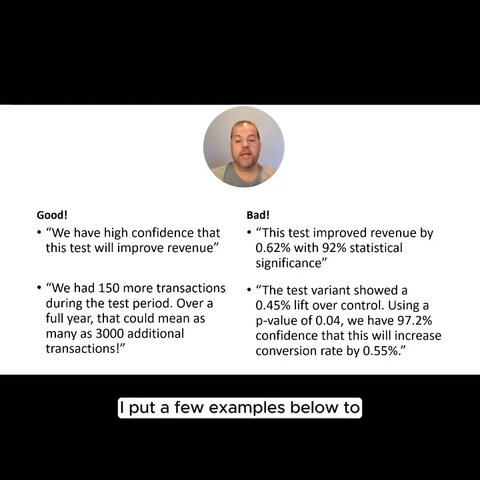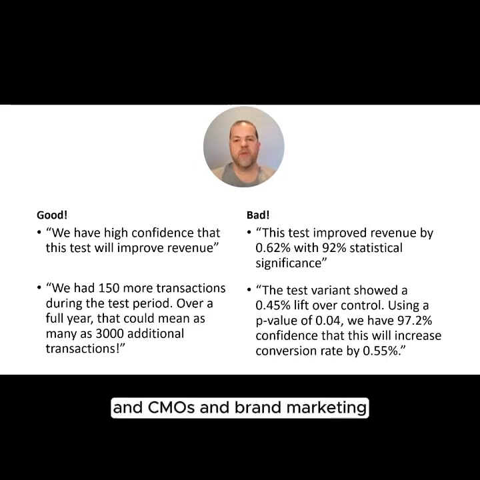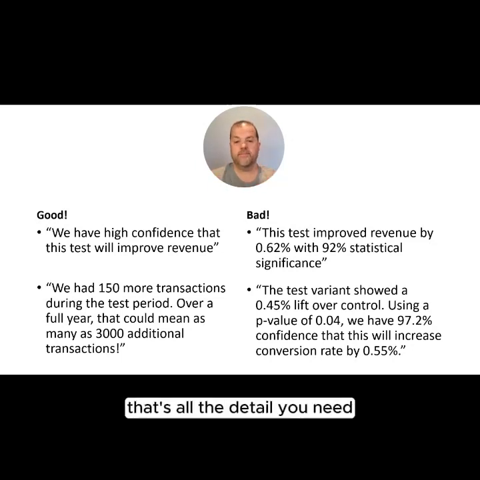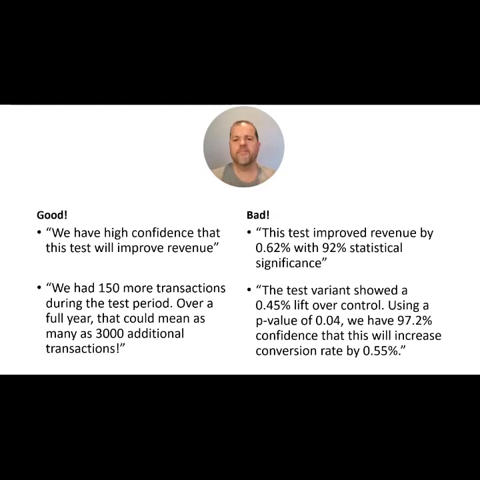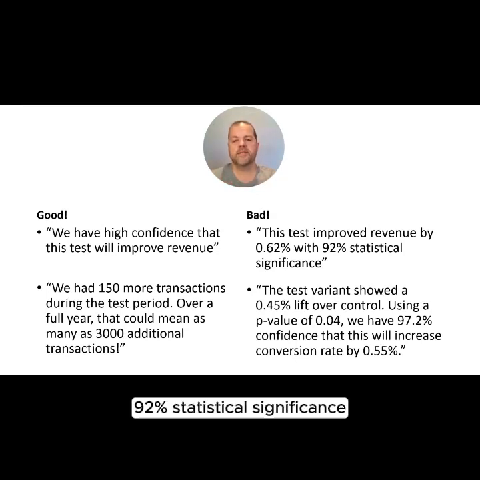I put a few examples below to illustrate what I'm talking about. So if you look on the left side, if you went into a room with general senior leadership and CMOs and brand marketing and you said, we have high confidence that this test will improve revenue, you will be killing it. That's all the detail you need. If you go in the room and you say, guess what? This test improved revenue by 0.62% with 92% statistical significance.